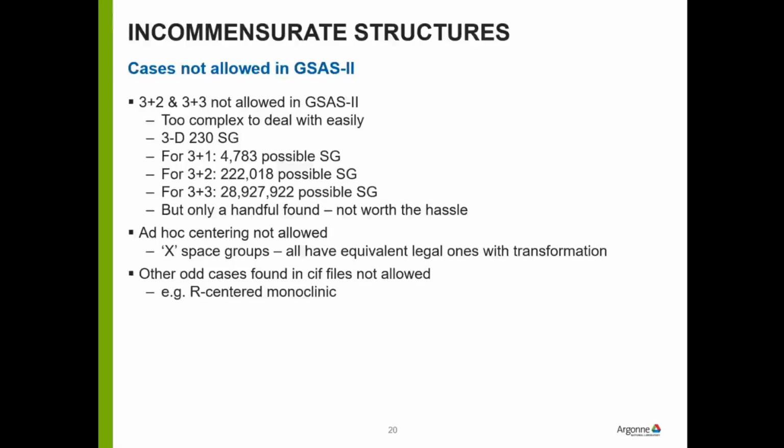Now, here's the one thing that GSAS doesn't do. It only does 3+1, which is 4 dimensions. It doesn't do 5 or 6. And the reason is because there's an awful lot of space groups possible. For 3+1, 4,700 of them. But for 3+2, 200,000 of them. And for 3+3, there's 28 million of them. But the actual fact is you only find a handful of them. So I said, not worth the hassle. You're not allowed to have these weird X-type space groups. If you don't know what I mean, don't worry about it. But you'll find them in CIF files.